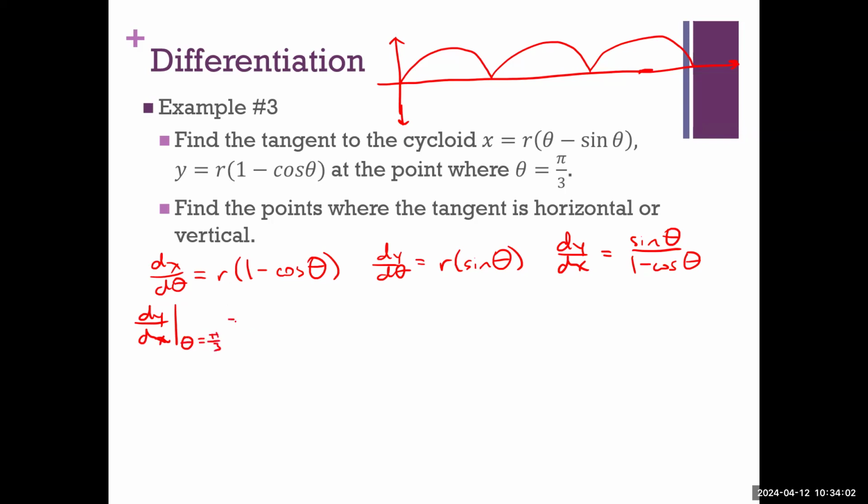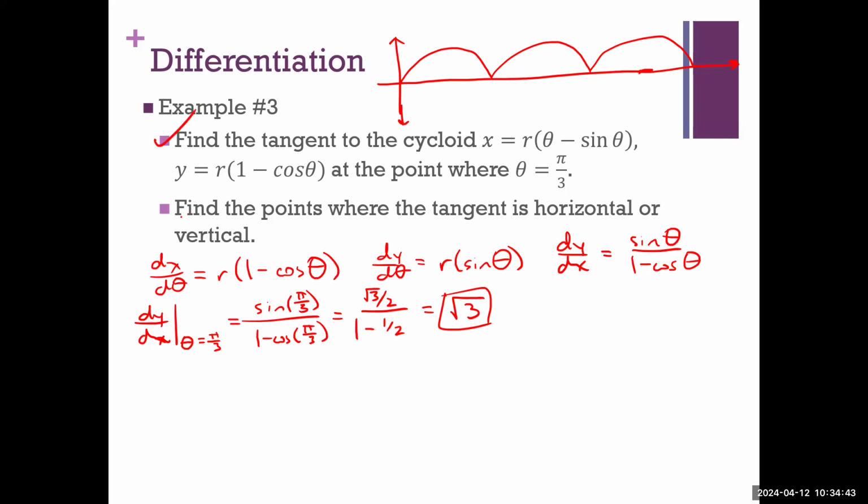So if I plug in pi over 3 here, I get sine of pi over 3 over 1 minus cosine pi over 3. What is sine of pi over 3? Root 3 over 2 over 1 minus a half. So all told, radical 3. Questions? All right, so I think we've done that.